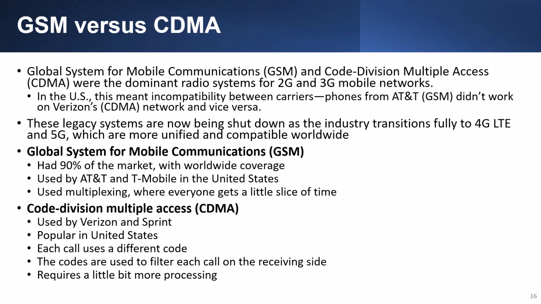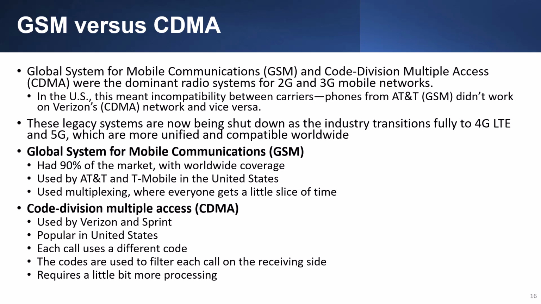Global System for Mobile Communications, or GSM, and Code Division Multiple Access, or CDMA, were the dominant radio systems for 2G and 3G mobile networks. In the US, this meant incompatibility between carriers. Phones from AT&T that use GSM didn't work on the Verizon network that uses CDMA, and vice versa. These legacy systems are now being shut down as the industry transitions fully to 4G LTE and 5G, which are more unified and compatible worldwide.